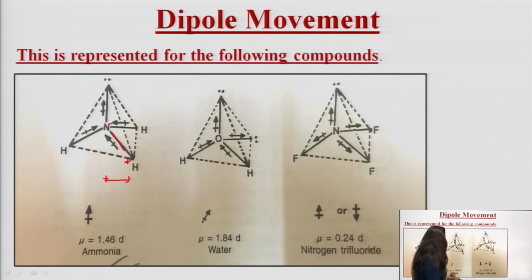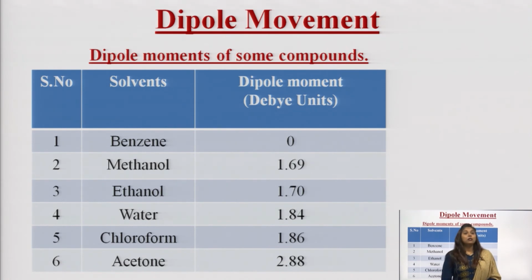Next we have water. The dipole moment of water is 1.84 D. Here again the positive is moving to the negative. Next we have the dipole moment of nitrogen trifluoride, that is 0.24 D. Here the arrows are moving from the positive nitrogen to the negative fluorine atoms. Okay, clear? So, here the dipole moments of a few compounds are listed in this table.